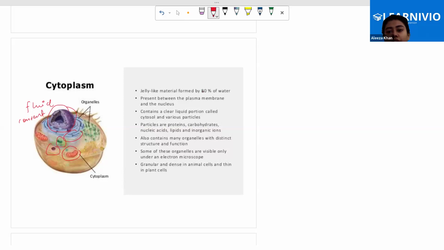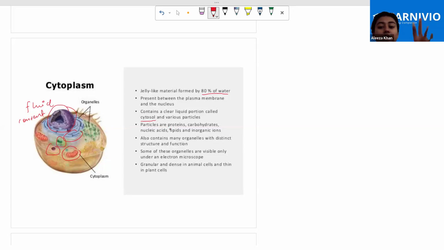So what is the composition? The cytoplasm has 80% water. Why are we calling it a fluid? Because it contains 80% water. Understood? Now, the fluid part within the cytoplasm is known as the cytosol.